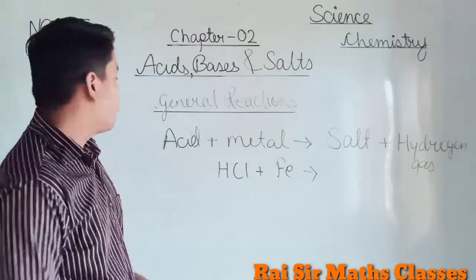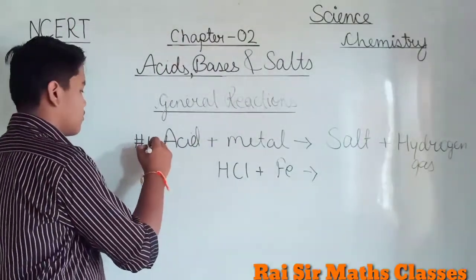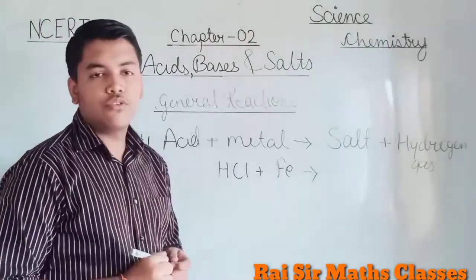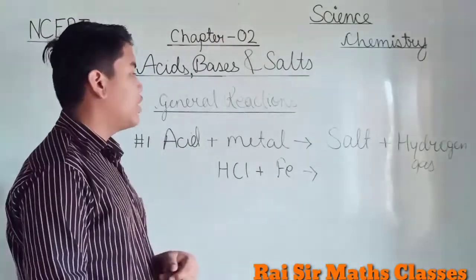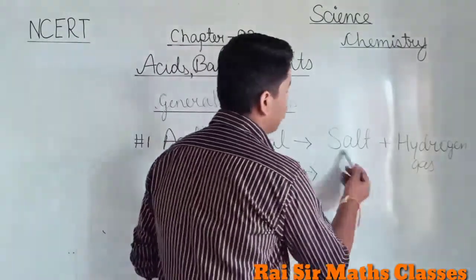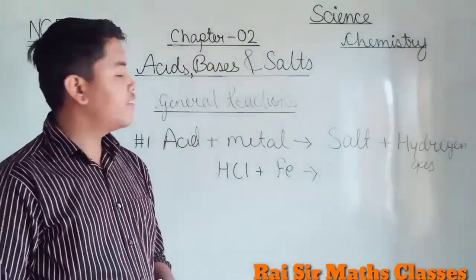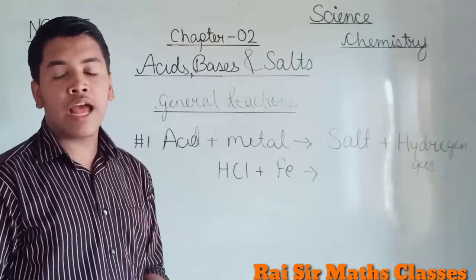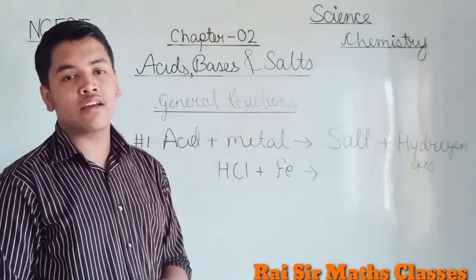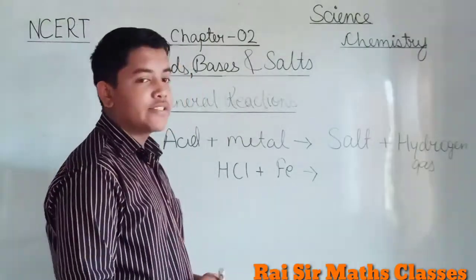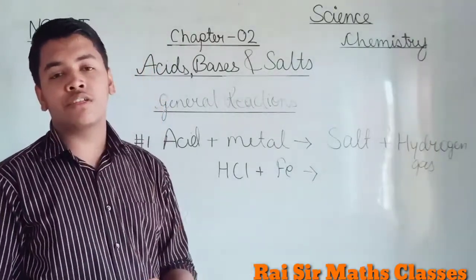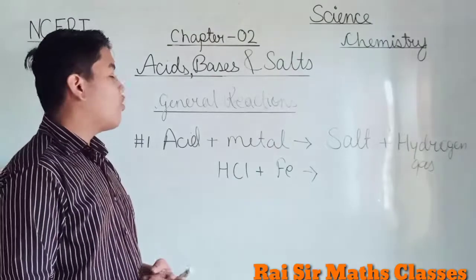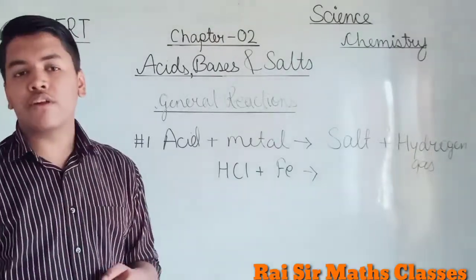So the first equation that we are going to know: when acid reacts with metal, what does it give? Basically it gives salt. I will explain salt in the next episode as it is the most important and the last term. For basic knowledge, salt is made by the neutralization of acid and base. So what is neutralization?